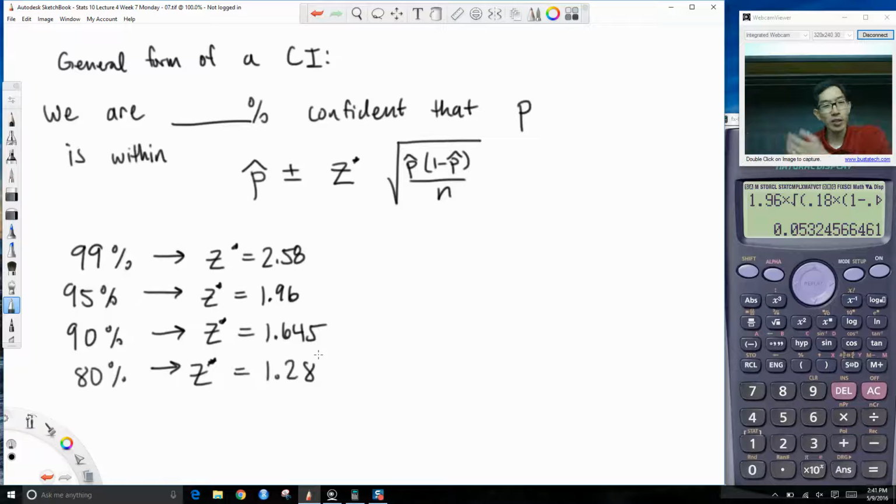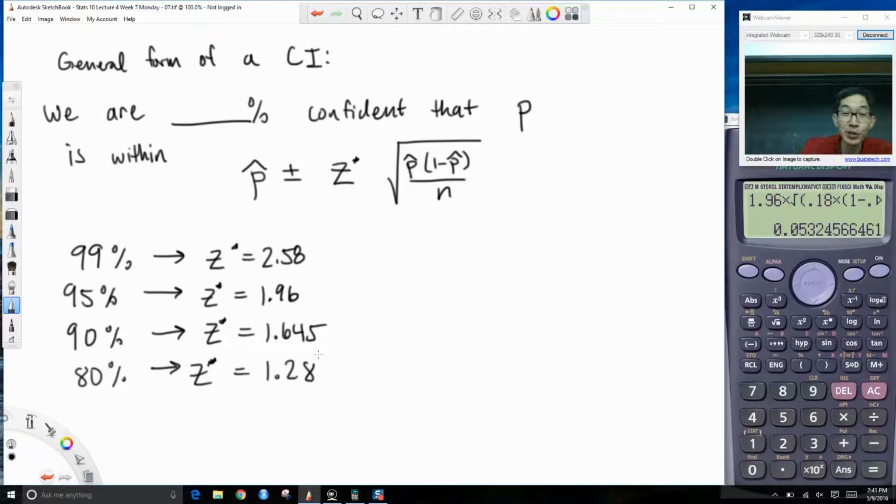But I don't know, probably because we have 5 fingers on our hand, we generally stick to 95%, 90%, 99%, okay? But if you want to make a 93.5% interval, no one's going to stop you. It's just less common, okay?